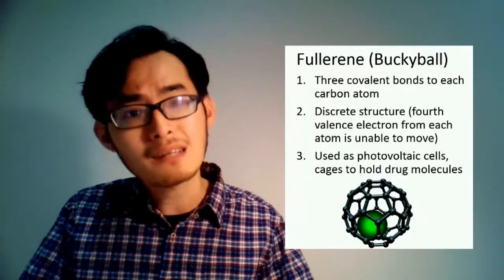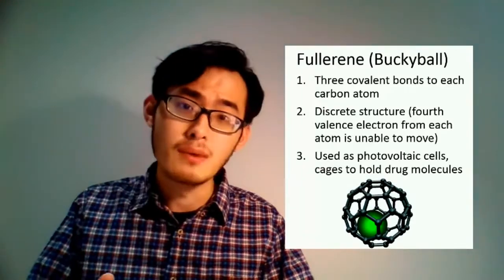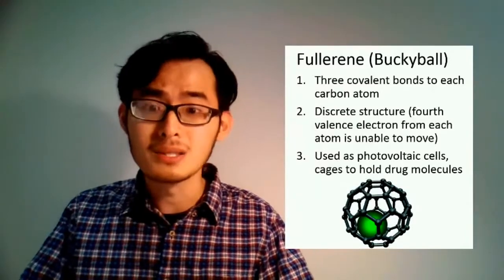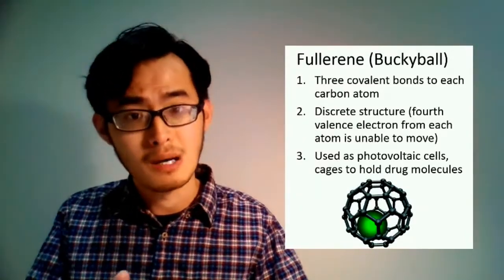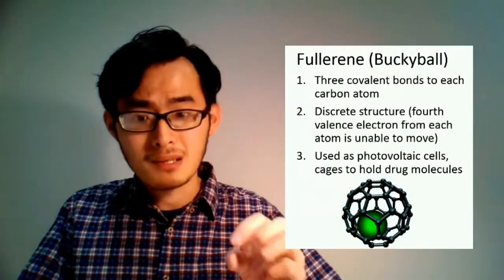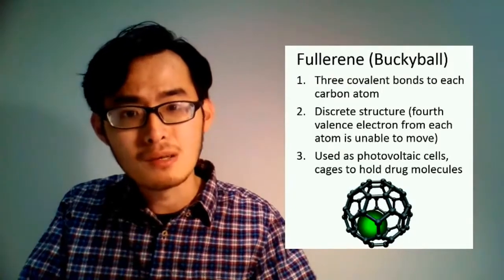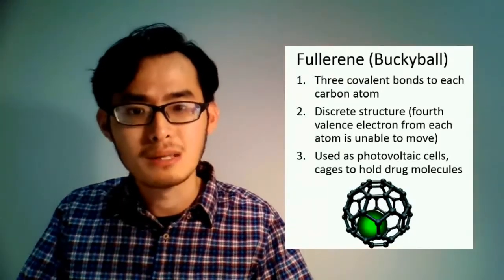Sometimes Fullerene can conduct electricity if metal ions are present. That's the reason why it can be used in photovoltaic cells. It can also be used as a cage to hold drug molecules, as you can see in this particular diagram here. That particular drug is green in color, and then it gets trapped by the cage. When it goes into your body, it can be released into the body cells.